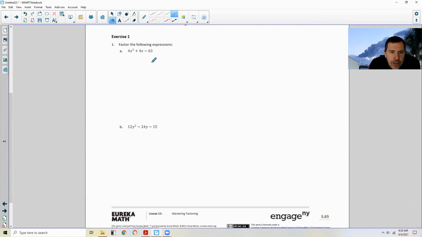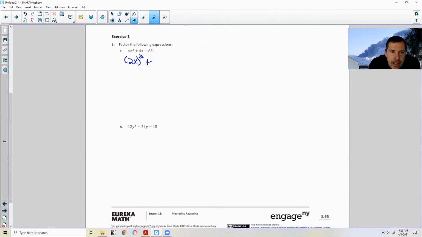Factor the following expressions. So when I look at this, there's no greatest common factor, but this is a perfect square. Okay, so what are we going to do here? We're going to write this as 2x quantity squared plus 2x squared. No, that would give me an x squared.